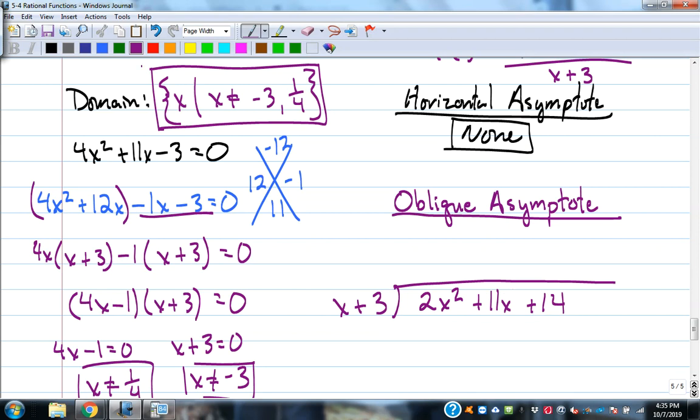Now, you look at the front. What times this x would get me 2x squared? It'd be 2x. 2x times x is 2x squared. So then I multiply 2x times the x plus 3 that's in front. So that's 2x squared plus 2x times positive 3 would be 6x. Put that in parentheses and subtract.